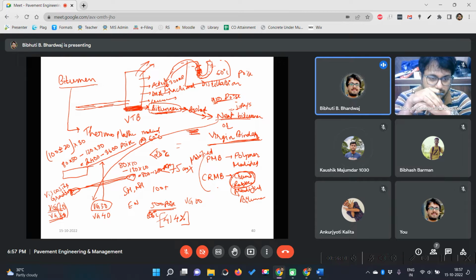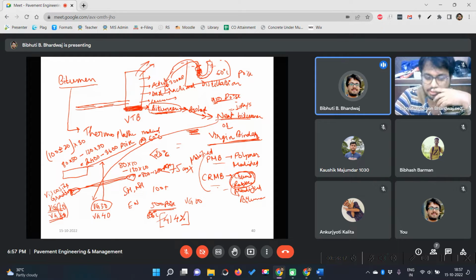But the problem is that if we do that more and more, then bitumen will also lose its ductility. But the ductility value minimum should be 75, isn't it? So that also has to be kept in mind. That's why nowadays, in order to enhance the ductility, it's modified.